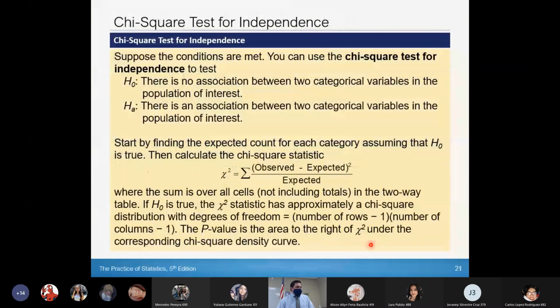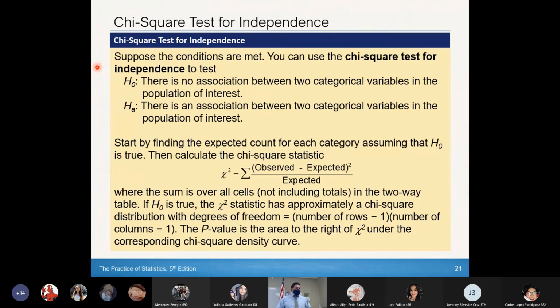Here's the rundown on how we do a chi-square test for independence. Suppose the conditions are met. You can use a chi-square test for independence to test the null hypothesis: there is no association between two categorical variables in the population of interest, and the alternative, there is an association between two categorical variables in the population of interest. You need to find the expected count for each category, assuming that the null hypothesis is true. These counts are found the same way as we did for the previous test.